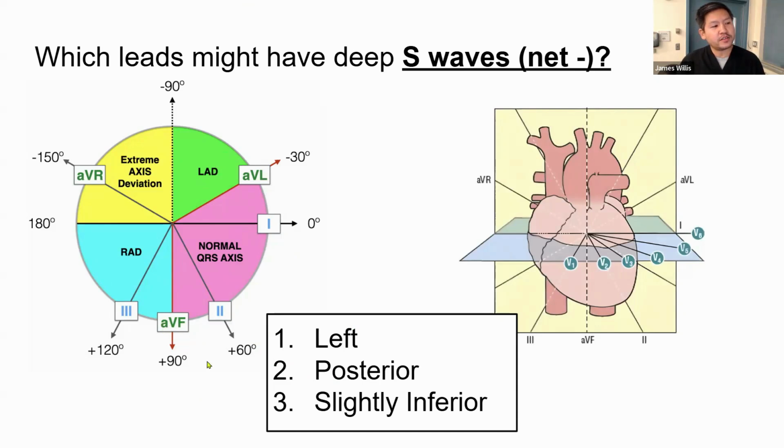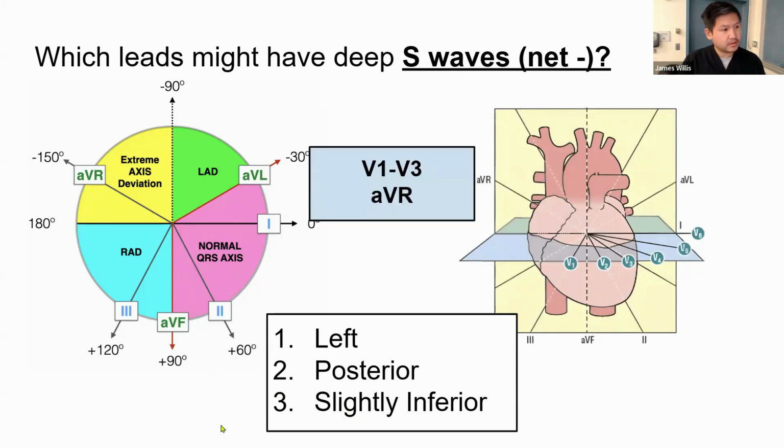AVR definitely. So AVR is the opposite. It's very right. What else? Yeah, V1, V2. So instead of posterior, you're gonna have negative. You're gonna have positive in posterior and negative in anterior. So V1 through V2, maybe some V3, depending on just the shape of your heart.